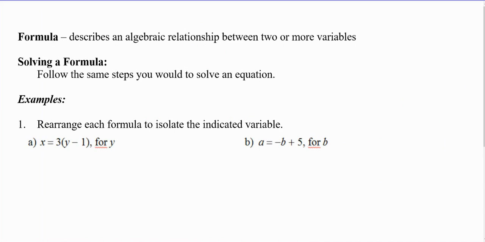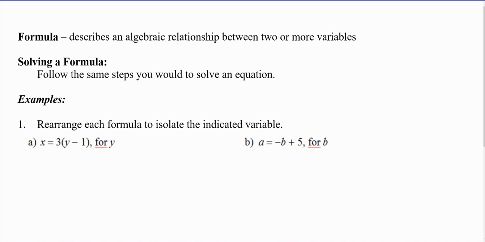All right, so the whole key to today's lesson is understanding the difference between just having a regular equation versus having a formula. Well, a formula describes an algebraic relationship between two or more variables. So you could have things like slope and a y-axis and an x-axis. So you could have width and area, and those would be two different variables.